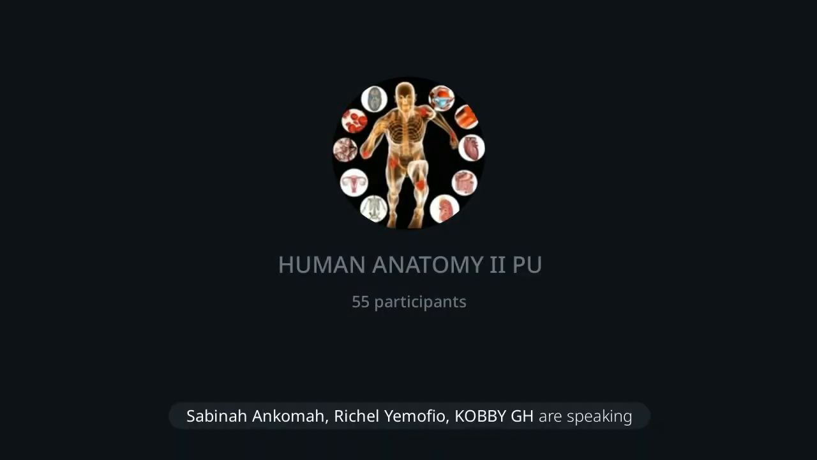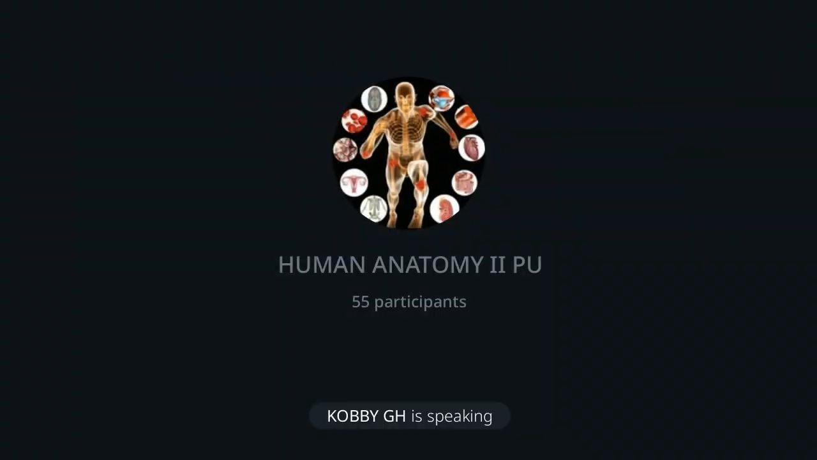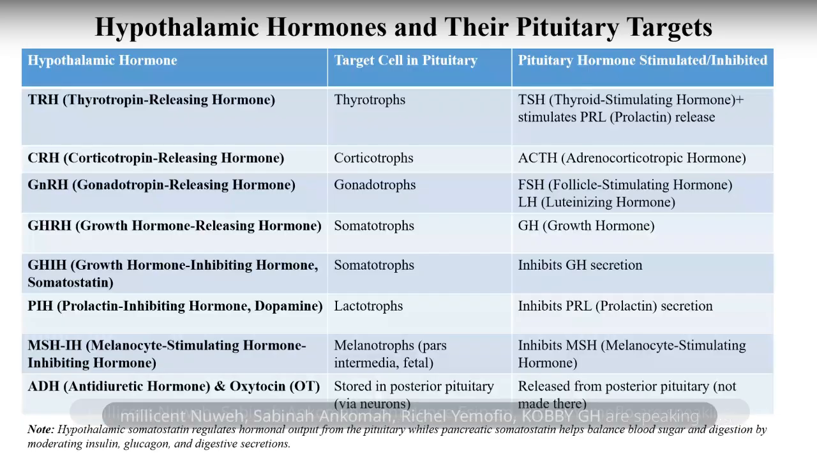Say the hypothalamus will produce prolactin inhibiting hormone. Now the anterior pituitary target cell is the thyrotroph cell. True or false? False. Okay, if it is false, what cell will you go and look for?